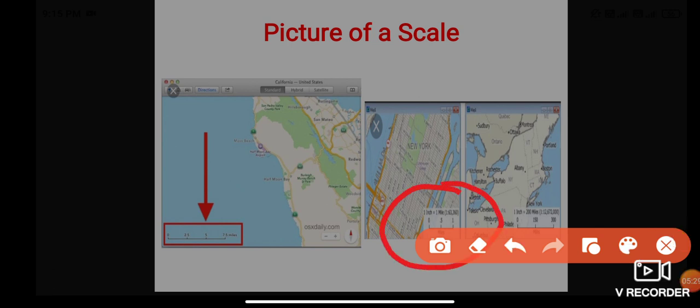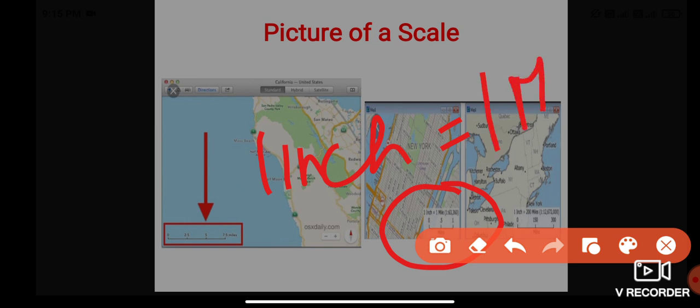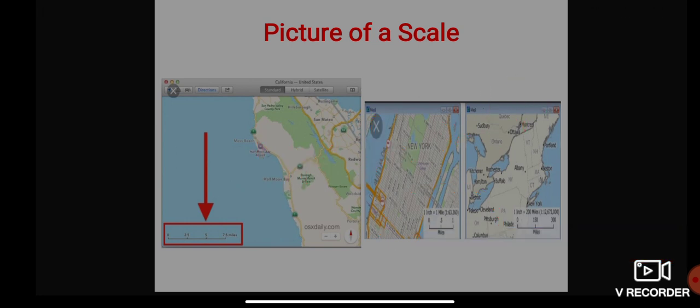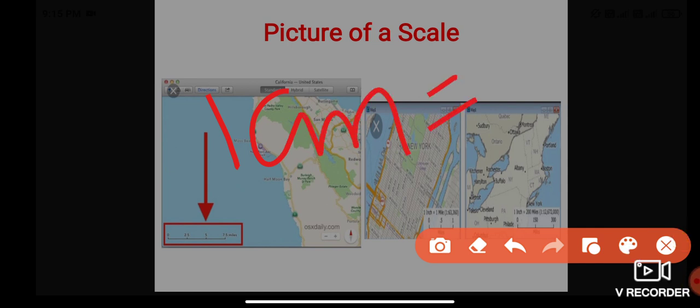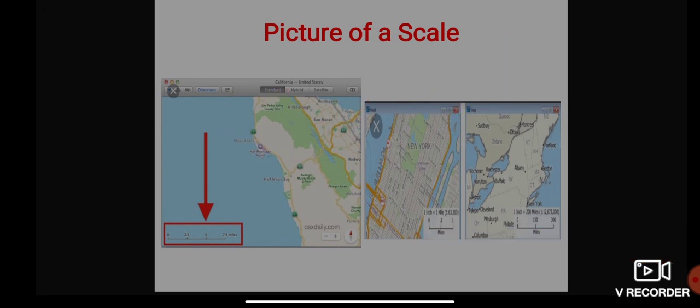Here they have mentioned 1 inch is equal to 1 mile. 1 inch is represented as 1 mile. Similarly, sometimes you will see that 1 centimeter is equal to 1 kilometer. So sometimes it is written like this. It is represented in different formats.